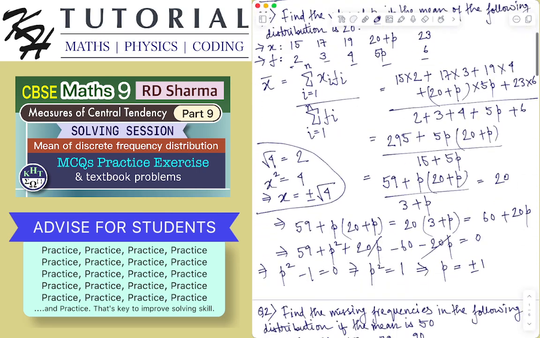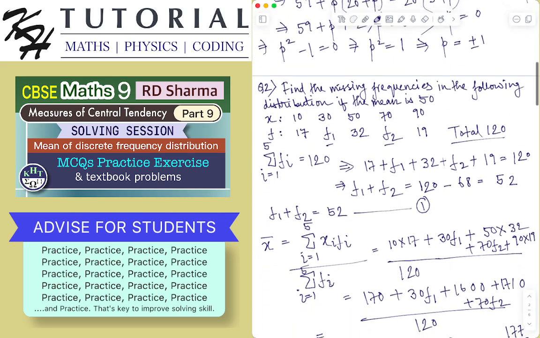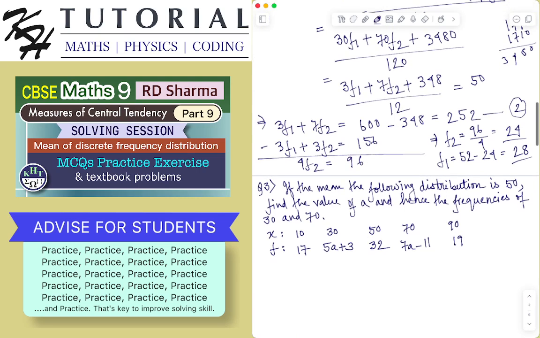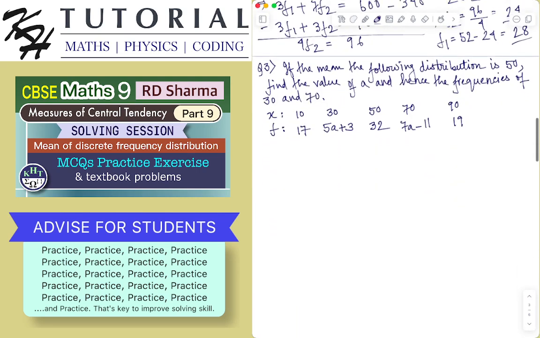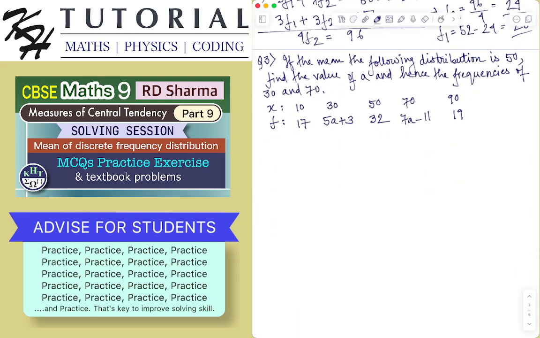Okay, let's see the next problem. Question number 3. If the mean of the following distribution is 50, find the value of A and hence the frequencies of 30 and 70. So in the discrete frequency distribution given, we can see that the frequencies of the values 30 and 70 are in terms of A, and A is unknown. We have to find the value of A.